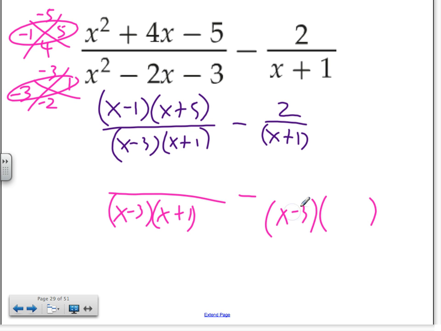x minus 3, x plus 1. See it? This is our new denominator. This is our old, this is our new. So let's go ahead and work this out and see what we can actually fill here.